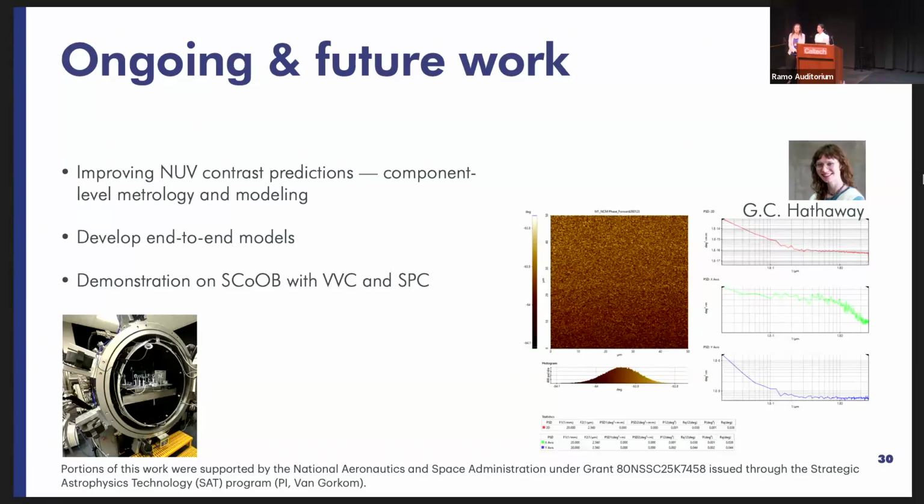Any other questions? I have a question. Yes. Of all of the things that you presented, what keeps you up the most at night in terms of doing UV coronagraphy on Habitable Worlds Observatory? I think just all of it. I don't think I can pick one. Yeah, that's fair. All right. Well, thank you so much.